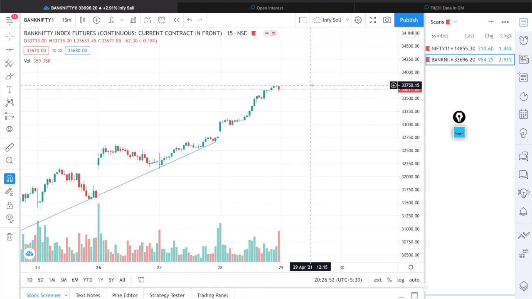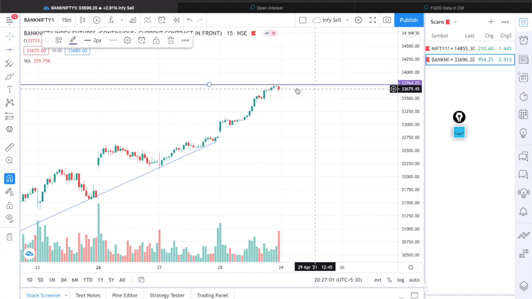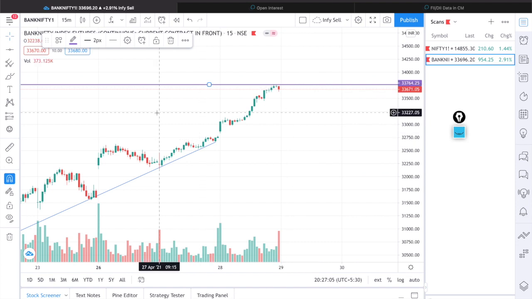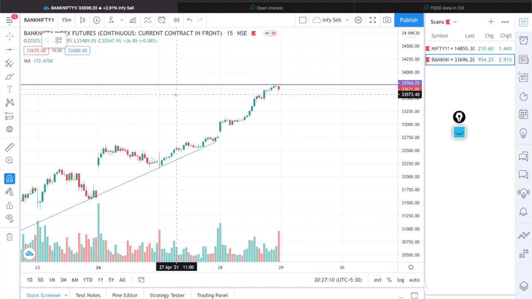This is the level for Bank Nifty that is coming up. One second. Yeah, so this is the level that is coming, 33,764, which is the level where we'll be planning for buying. Selling, again, I would not prefer in Bank Nifty as well. So let us just write down the levels. It will be very clear.